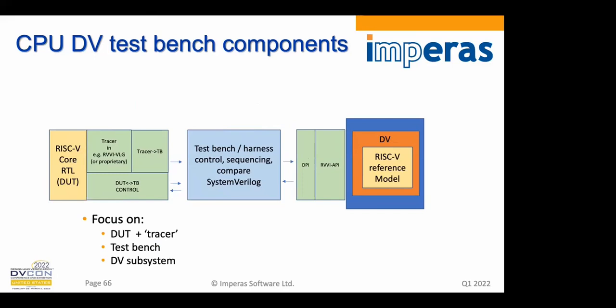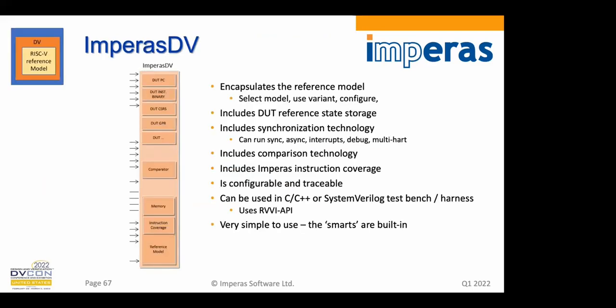We're going to really focus on the DUT and the subsystem on the right and the tracer. We're not going to look at all the other components in there. So the Imperas DV, it's a bit on the right in the other diagrams. It encapsulates the reference model, has technology so you can basically select the model, say which variant it is, configure it. It contains information about the state of the device under test.